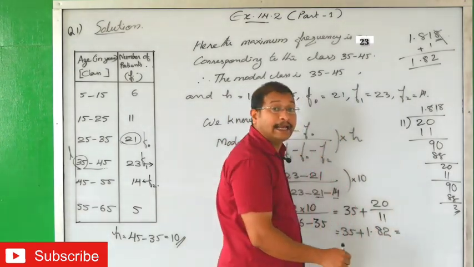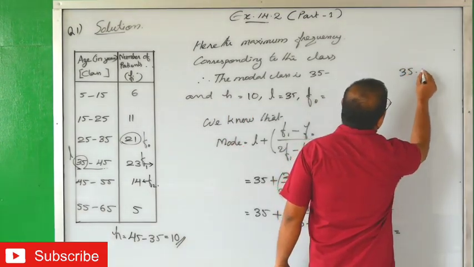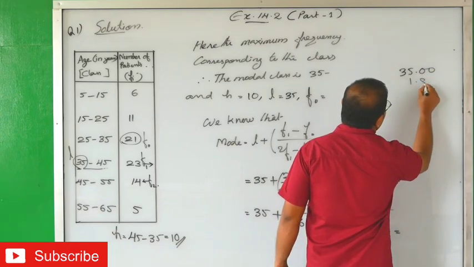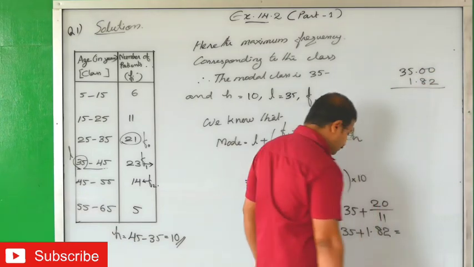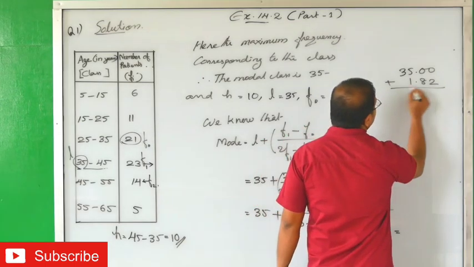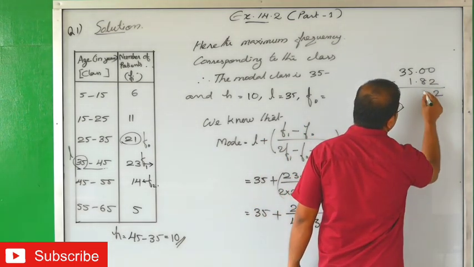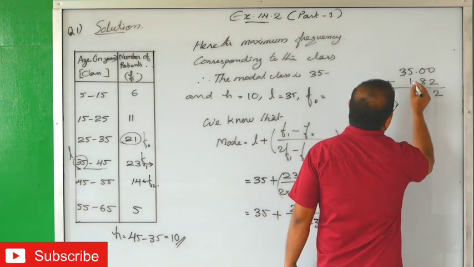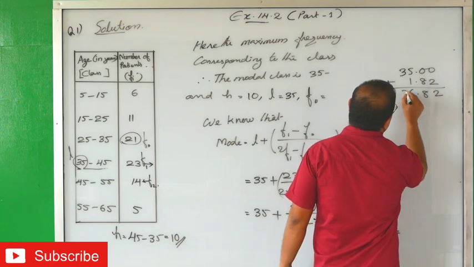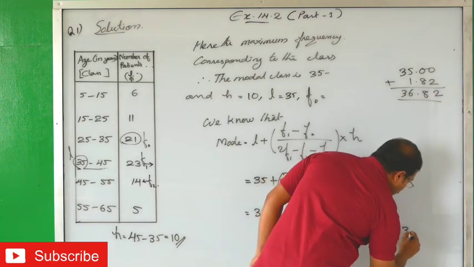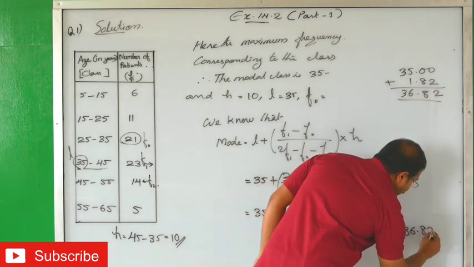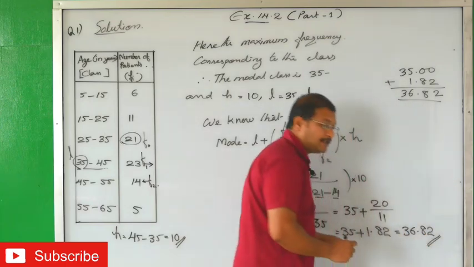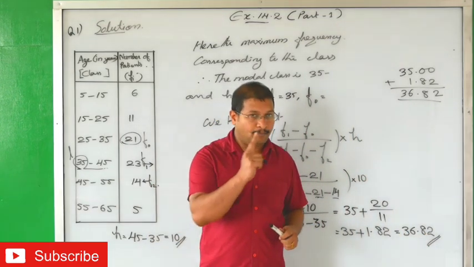This equals. Now what will you do? We have to add this. 35.00 plus 1.82. We'll add it now. 0 plus 2, 2, 0 plus 8, 8, point, 5 plus 1, 6 and 3. That means we'll get 36.82. That means this is our mode.